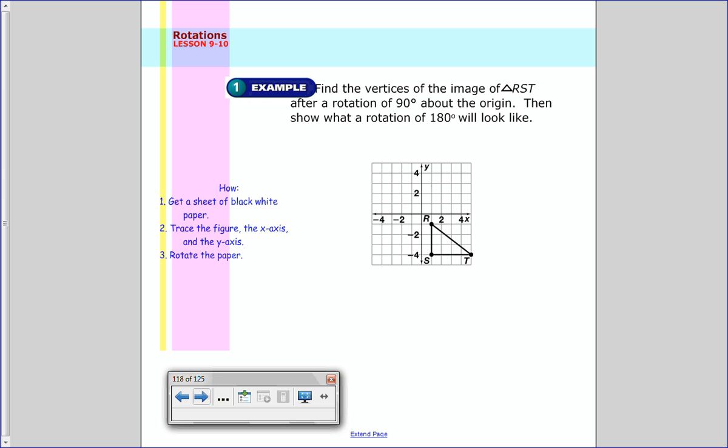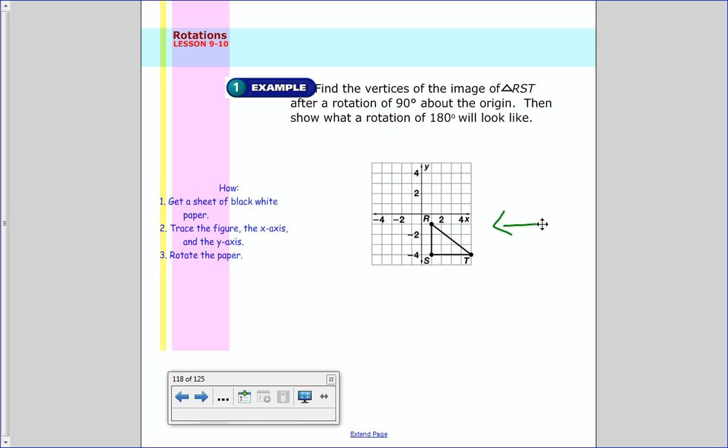So when you do these, they're going to give you something like this graph. They're going to have a shape, and they're going to have these different vertices or side points. So points R, S, and T are our vertices. Now how you do this is very simple. What you need is just a piece of tracing paper or some lined paper or online paper.